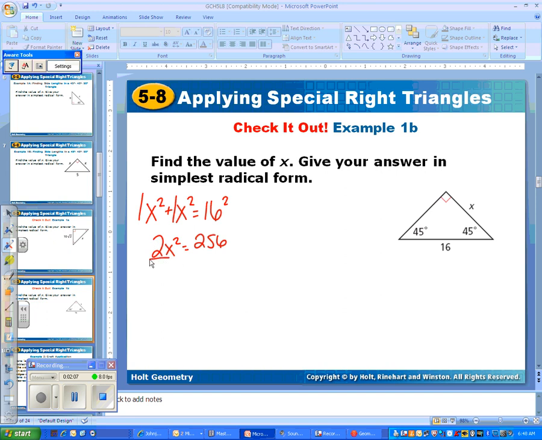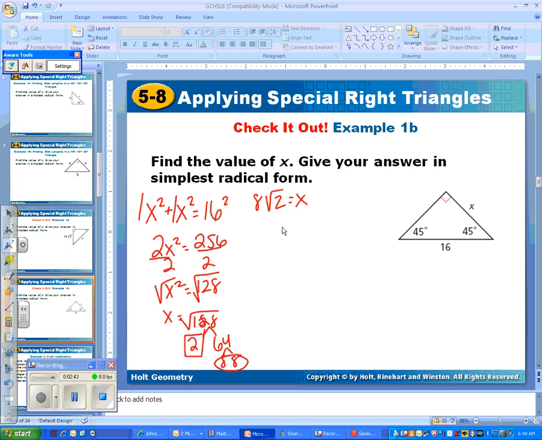Okay, and then you have to divide by 2, and you get x squared equals 256 divided by 2, 128. And then we have to square root, and then you have to simplify the radical. So 128, I know I can divide that by 2 and get 64. And then let's see, 64 goes into 8 and 8. And so there's a pair. They go out together. And here's the loner. Stays in. So I'm saying that x should equal 8 radical 2 using the Pythagorean theorem.